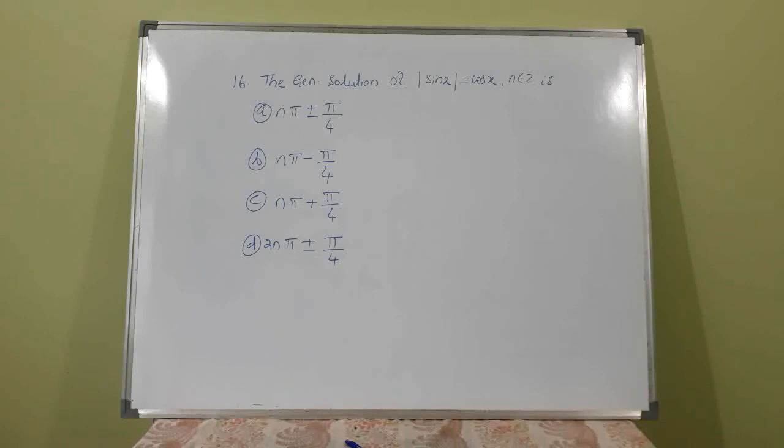As told by many students, I will continue some more examples on revision only. This will be helpful for your competitive exams, no doubt. The general solution of modulus of sin x equals cos x, where n is an integer, is given by one of many options. How to find that?